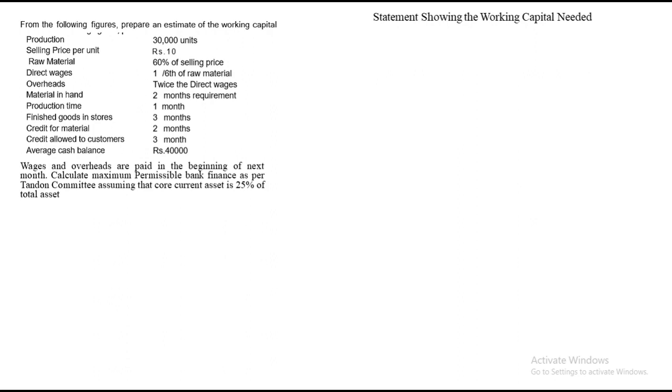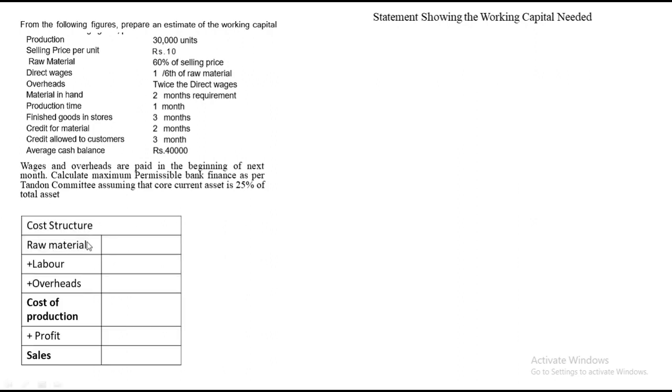Now, in order to solve the sum, the very first thing we have to do is always solve the working note. Working note number one will be based on our cost structure, where we'll be getting all the rates. So let us start with that first working note. I have the format, your structure: raw material, labor, overhead, COP, profit, sale. Let us see what things they have given us in the question.